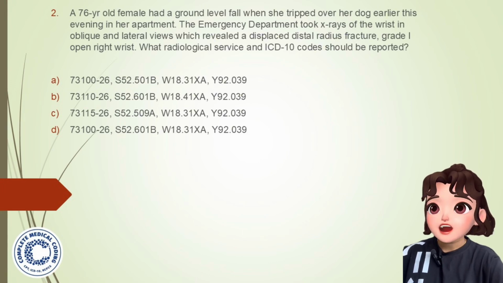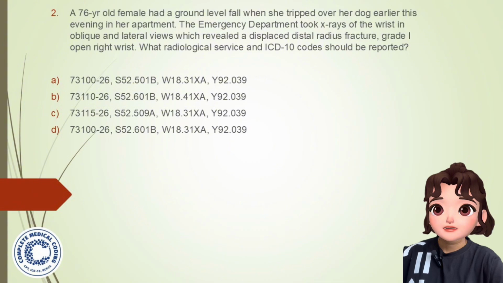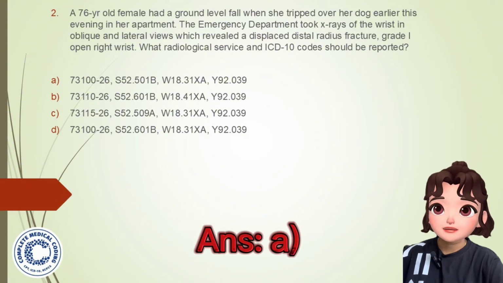Initial encounter. And what is Y92.039? That is external cause of injury. Unspecified place in apartment as the place of occurrence. The place of occurrence of the external cause. Okay. Unspecified place in the apartment. So it was on the ground floor, ground level, and then in the apartment, the place. So I will explain to you. So we already got the answer as option A for this question.